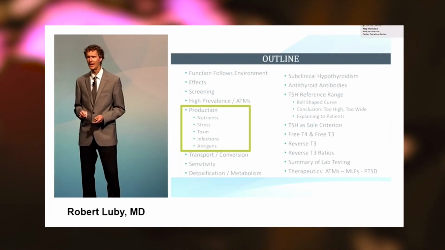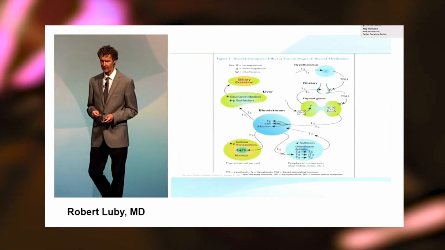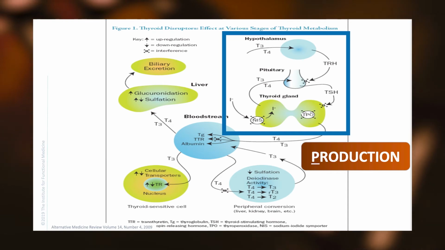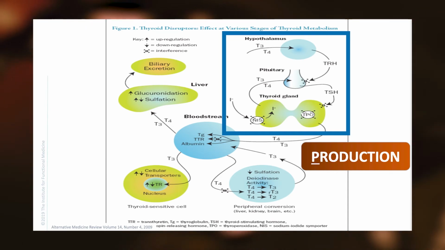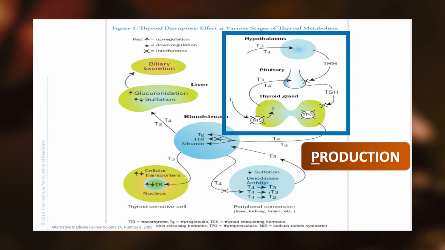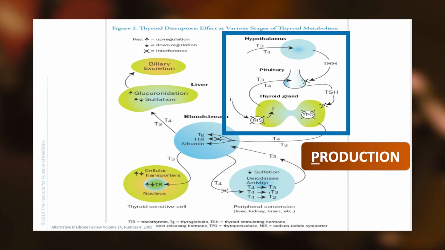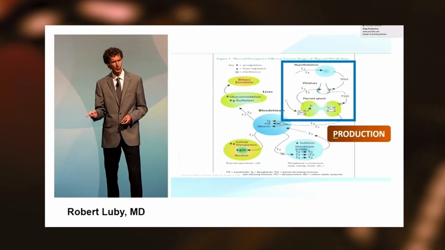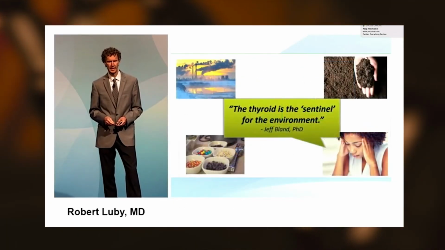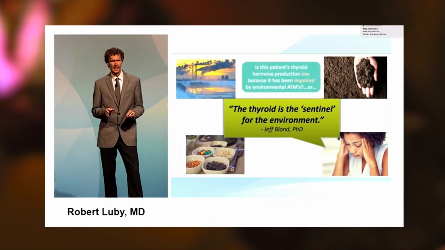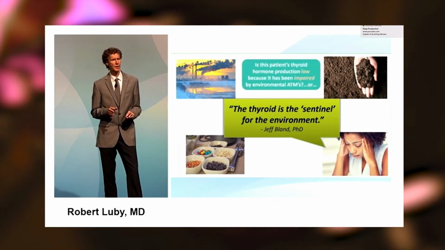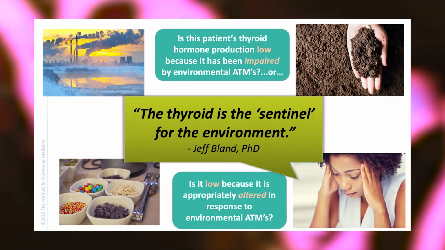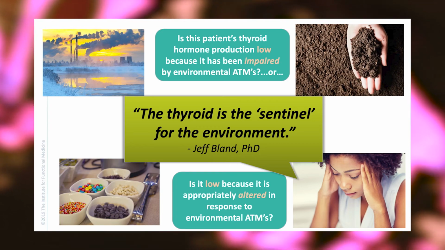And we'll focus on these 5 areas. Here's a slide that depicts the steps of production, transport, conversion, sensitivity, and detoxification of thyroid hormone for your reference. For production, we focus on the upper right. Hypothalamus produces TRH, pituitary produces TSH, stimulates the thyroid to produce the T4, and we go on then to transport, conversion, and so forth. The question to ask now, is the patient's thyroid hormone production low because it's been impaired by the environment, or is it low because it is appropriately altering in response to the environment?